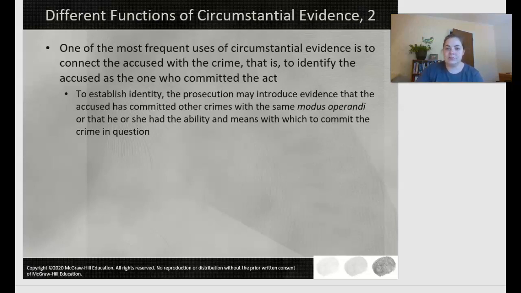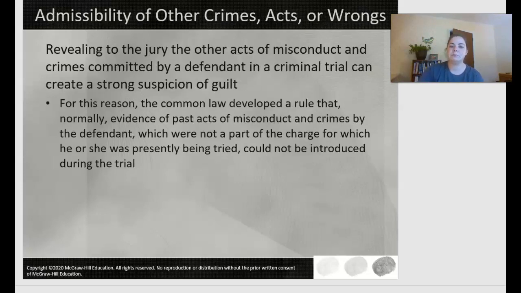One of the most common uses of circumstantial evidence in criminal trials is to connect the accused with the crime. To establish identity of the accused, a prosecutor may introduce evidence that the accused has engaged in similar crimes in the past. Or sometimes there's just not an eyewitness or someone with direct evidence that can place someone at a crime scene, but somebody can be called to talk about the last time they saw them and how close it was. So there are ways to put someone at the scene of a crime.